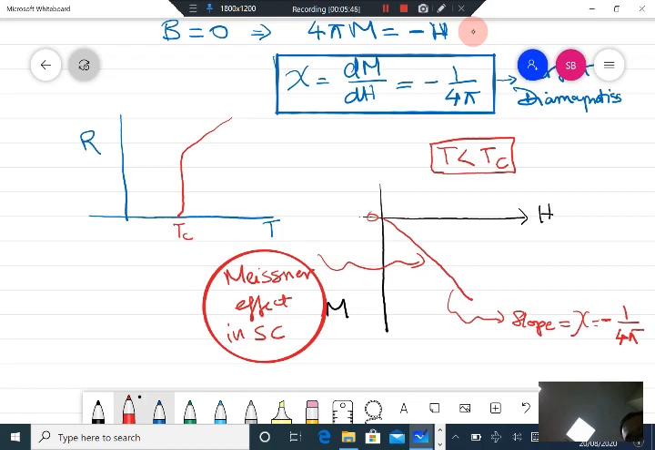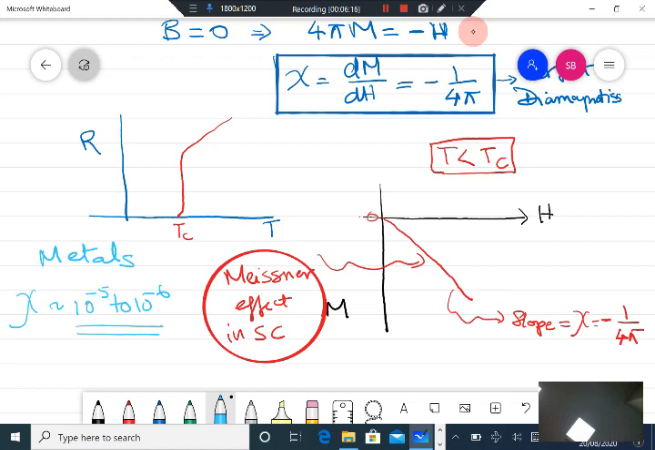Now in conventional metals, you know that they also exhibit diamagnetism because there are electrons, and these electrons, when you apply the magnetic field, will circulate such that they will also try to screen the magnetic field. But the extent of screening which metals can provide is very, very weak. The diamagnetic susceptibility of metals is 10 raised to -5 to 10 raised to -6. It's very, very weak.